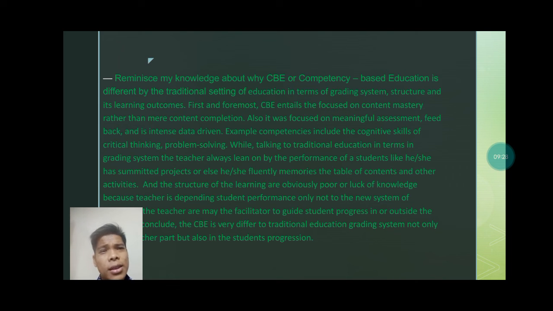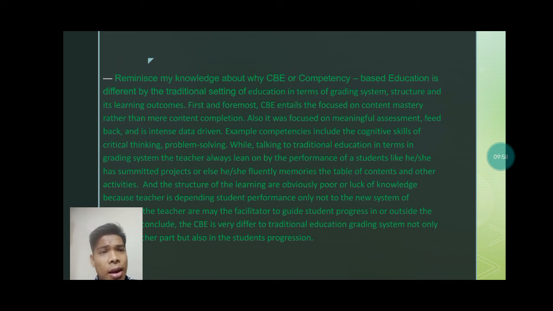Why? First and foremost, CBE entails a focus on content mastery rather than mere content completion. Also, it is focused on meaningful assessment and feedback, and it is intensely data driven. For example, competencies include the cognitive skills of critical thinking and problem solving.